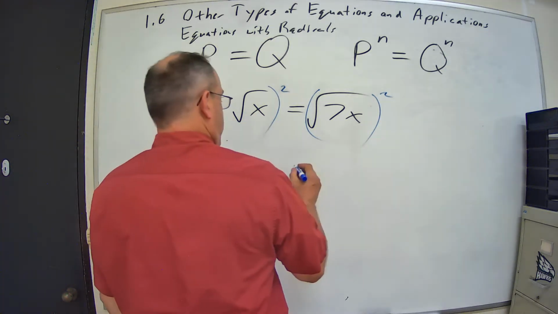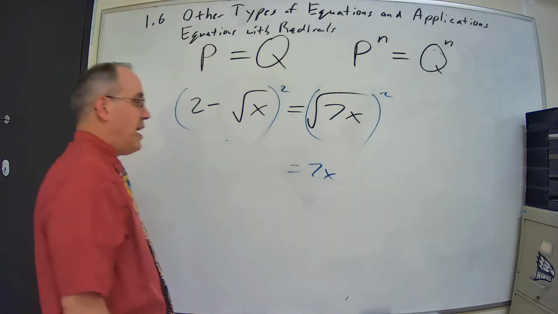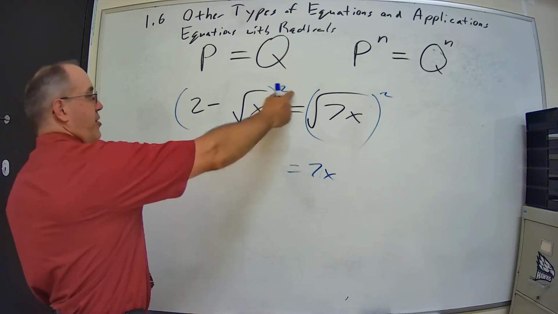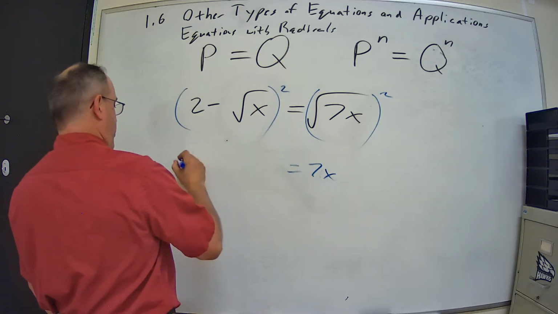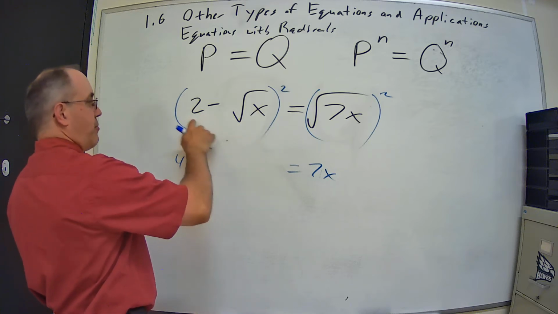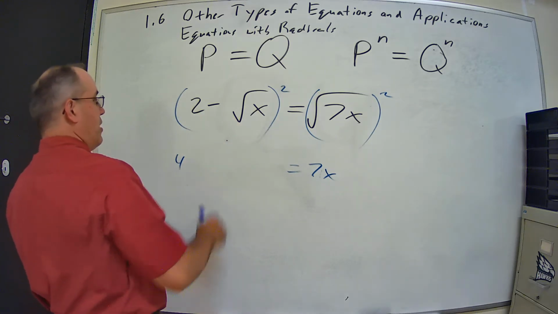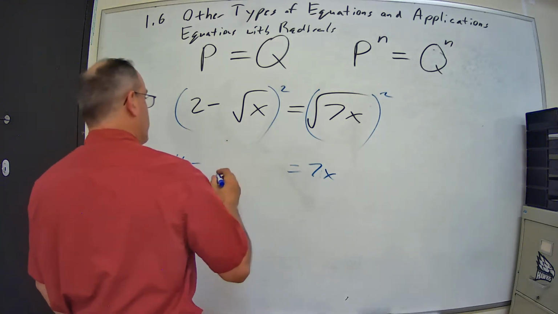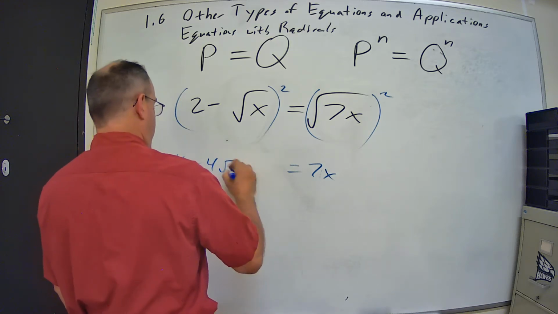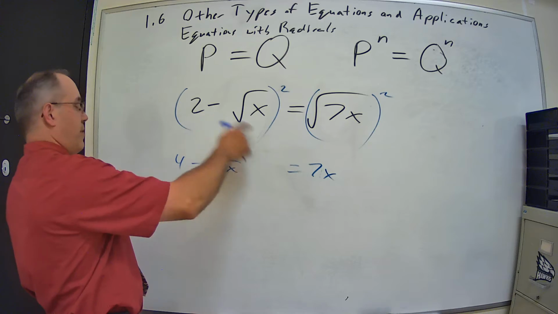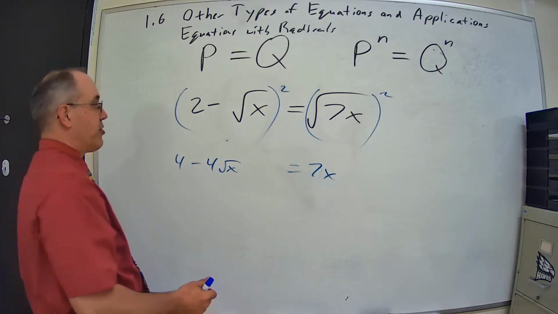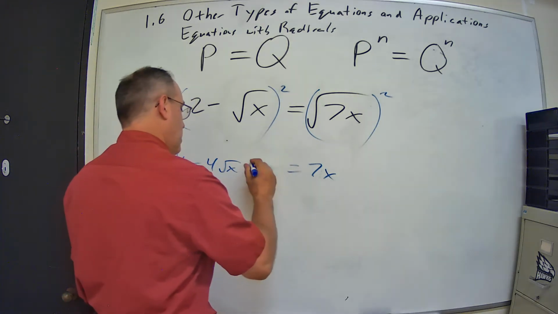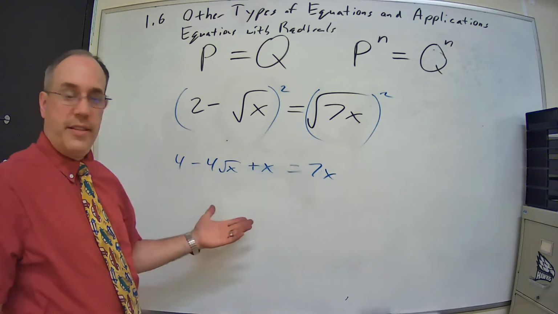But it will get rid of this, which is going to leave us with 7x over there, and over here we would have the square of a difference, so the square of the first term, 4, times 2 times the product of these two, so 2 times 2 is 4 radical x, so minus 4 radical x, and then the square of the second term, square root of x squared is x, so plus x, so we've got it to this point.